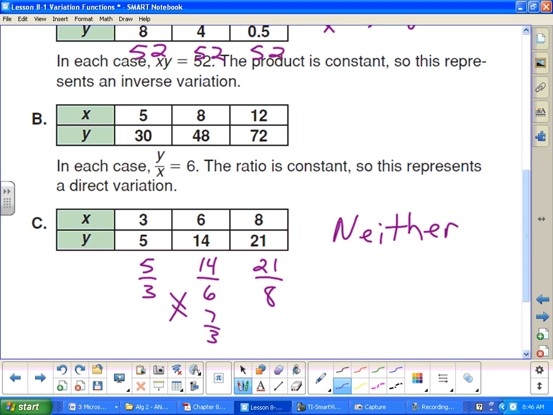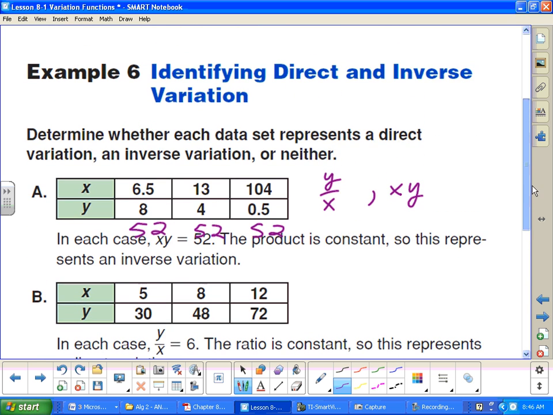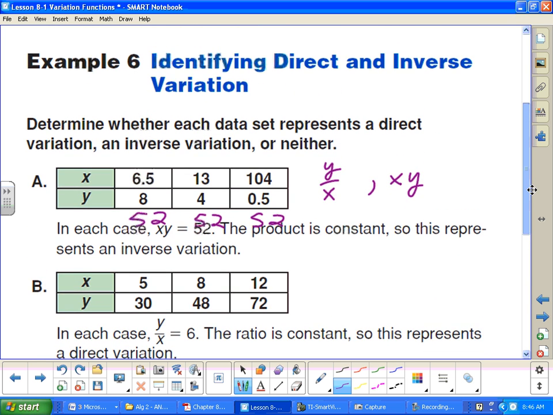So when they want us to identify direct and inverse variation, first look at the table of values. As x gets bigger, does y get bigger? If it does, we're checking for constant ratio. If it doesn't, then we're looking for a constant product.